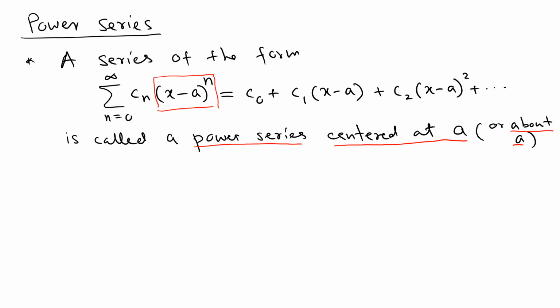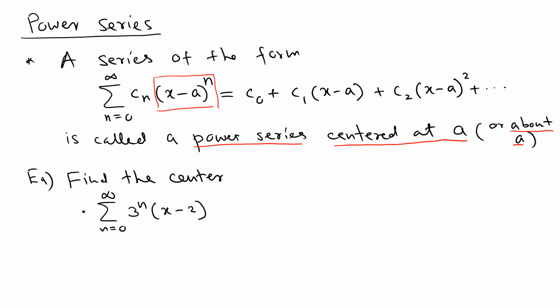So let's look at a few examples. Let's try to find some centers of certain power series. The example is: find the center. Let's say the first one is sigma n going from 0 to infinity. The starting value is not really important. You have some kind of coefficient, 3 to the n in this case, and we have (x minus 2) to the n. What we normally do is pick this part and set it equal to 0, and that's going to give you the center.